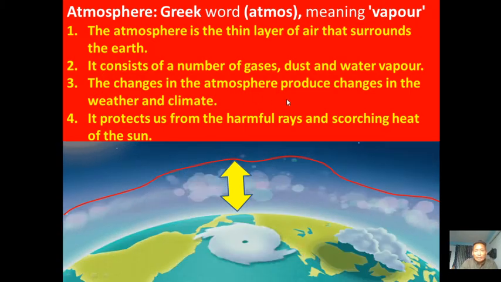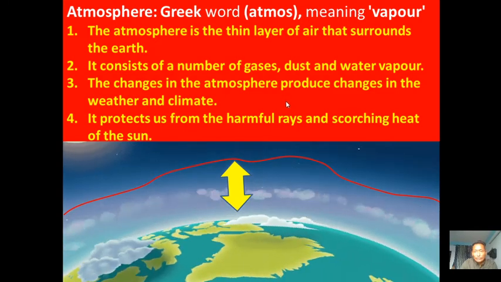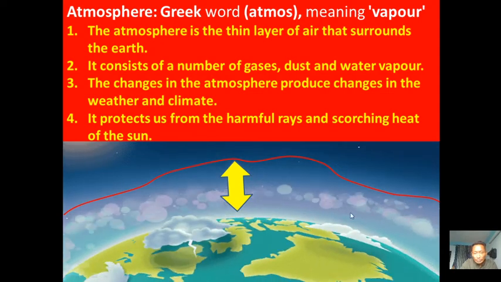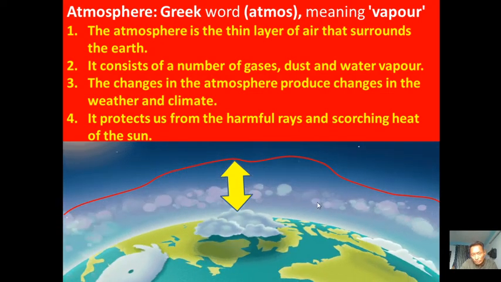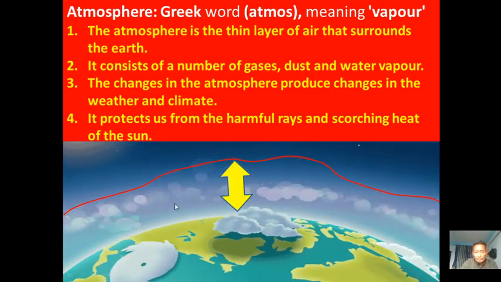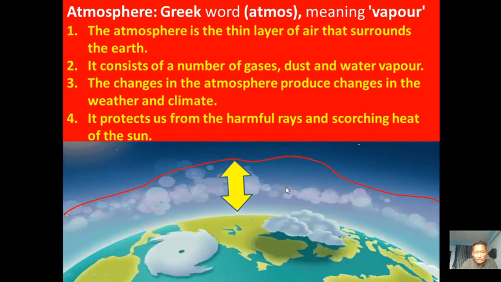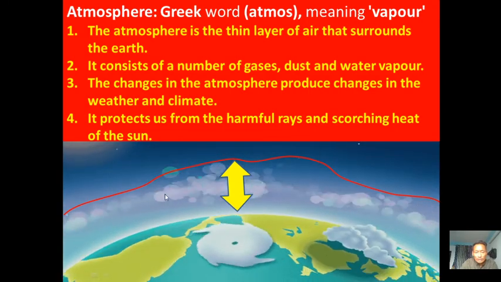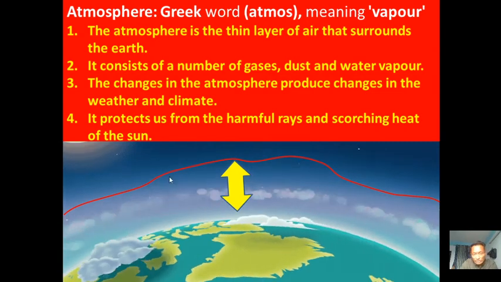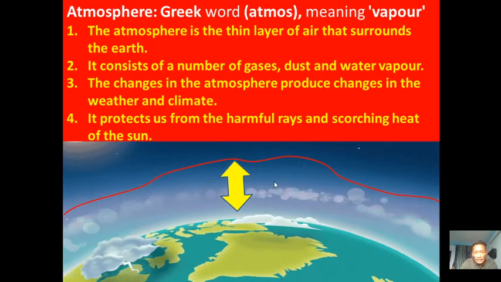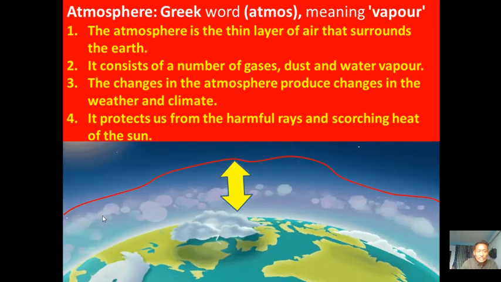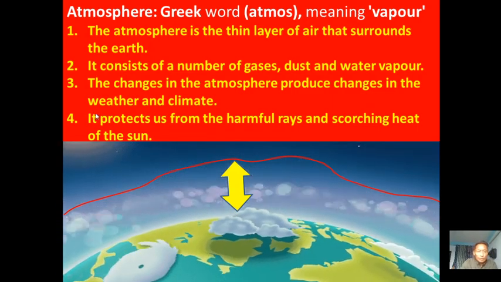So the change in the atmosphere produces change in the weather and climate. Change in the atmosphere means change in the amount of carbon dioxide, heat, and amount of moisture. All these are the elements of the atmosphere. So if we change the temperature, the elements of the atmosphere, it will lead to change in the weather.